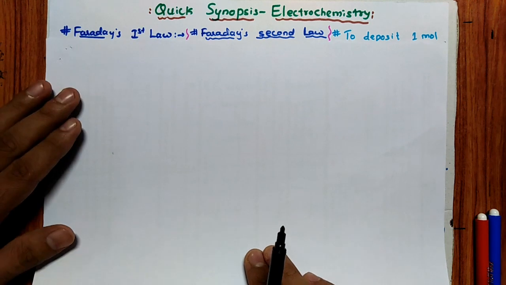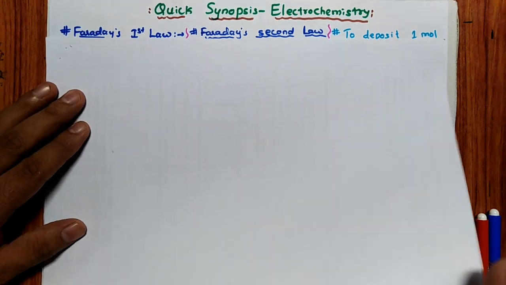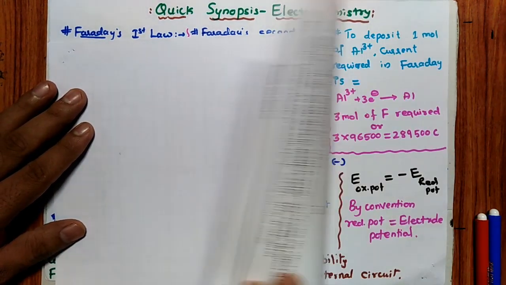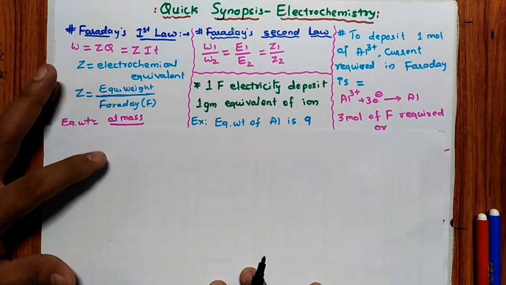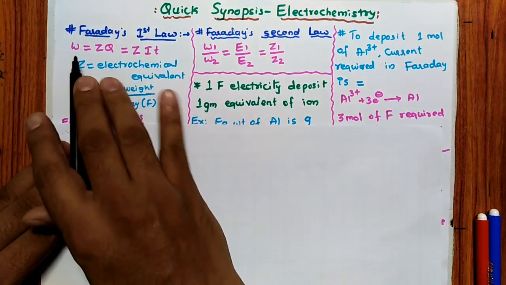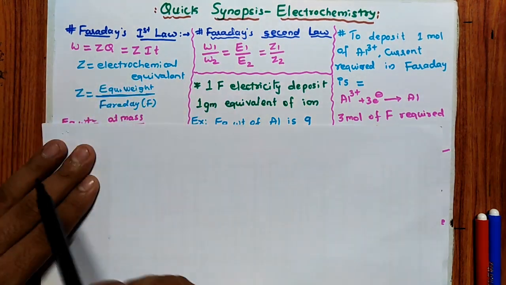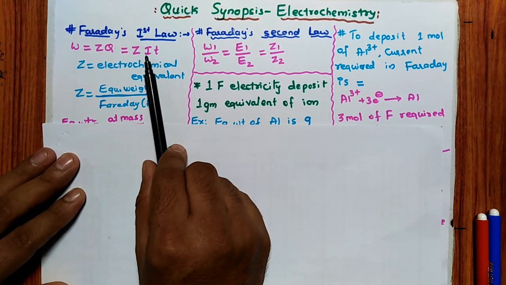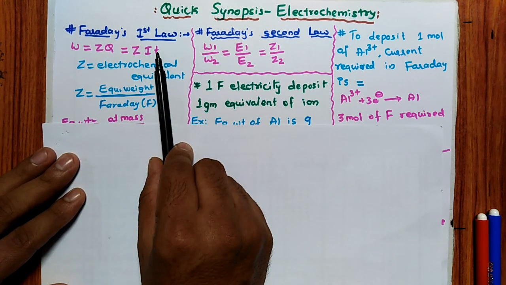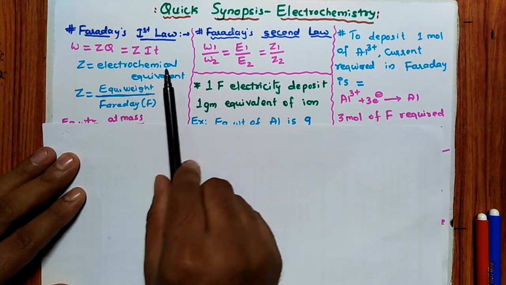Right, Faraday's first law. First we'll see Faraday's first law of electrolysis. In this case, remember Faraday's first law and second law. Faraday's first law: W is equal to ZQ, or W is equal to ZIt. I is current, t is time in seconds. Z is the electrochemical equivalent.